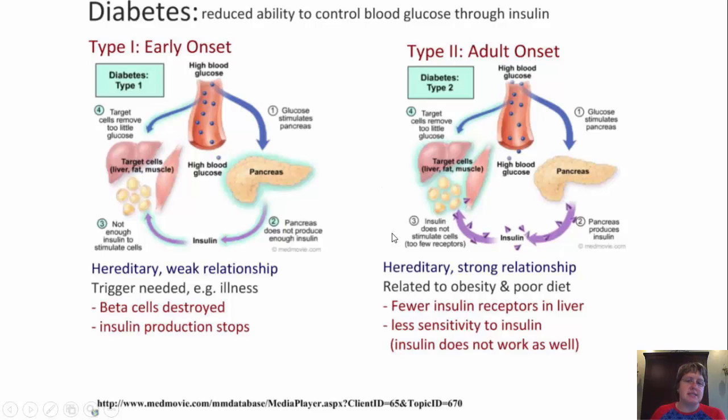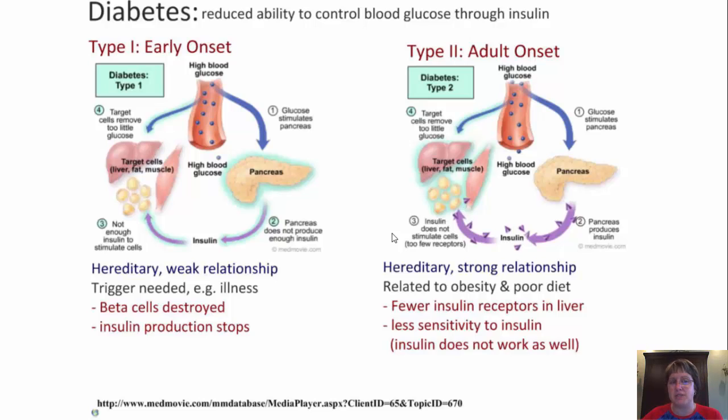All right, so diabetes. So diabetes is a disease that's related to your blood sugar. It's actually the reduced ability to control blood glucose through insulin levels. So remember that insulin will allow us to take the high blood sugar, high blood glucose levels and store that glucose as glycogen. So there's two different types.